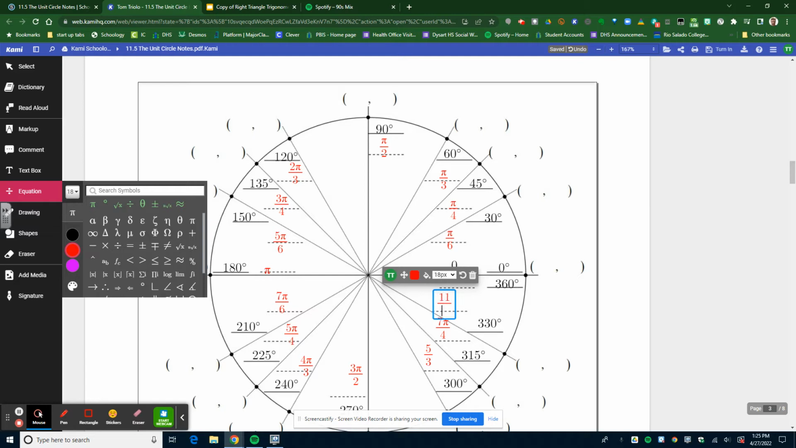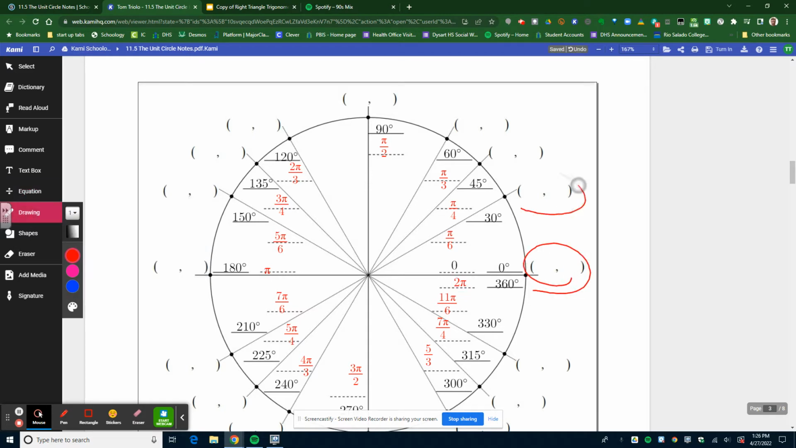Okay. If I got halfway around is 1 pi, what's the whole way around? 2 pi. Okay. So that 360 degrees is also 2 pi. All right. So now that we have converted, the real question is about these values around here. The coordinates. These are the coordinates.